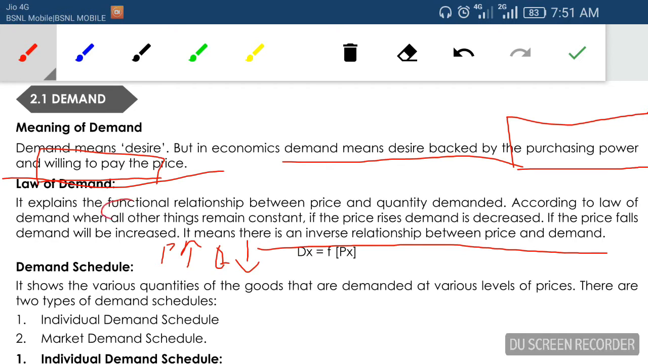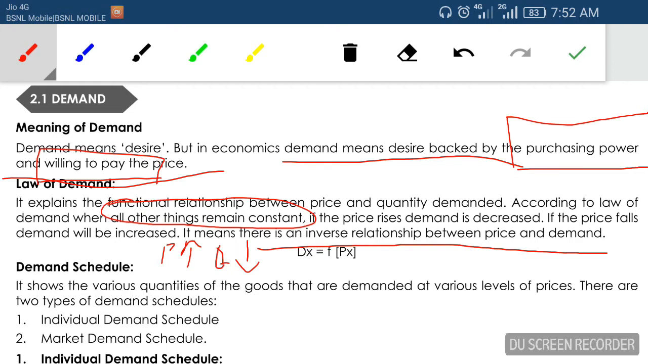And this will happen when all the other things remain constant. Other things means other determinants. There are many determinants of demand. One is price. Second is the price of substitute goods and the price of complementary goods. Then the income of the consumer, and the taste and preference of the consumer. All these are determinants that determine the demand. So when you study the law of demand, you are not considering any other determinants except the price. Demand is moving in the opposite direction of price when all the other things remain constant.